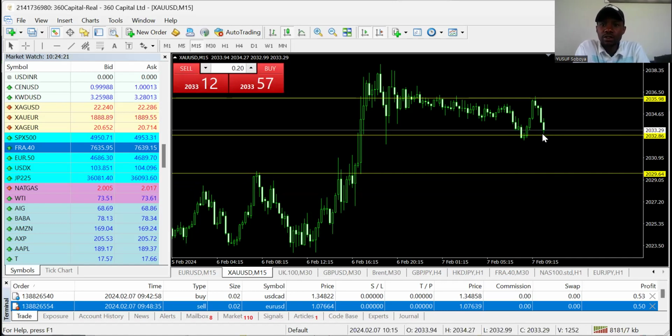I can actually wait and see if it's going to break this level. Once it breaks this level, that means the price is pushing all the way down. But according to this upper trend that pushes the price to 2036, I'm truly anticipating that the market can come all the way to 2029. So if you are brave enough, like me, you can enter the trade immediately.